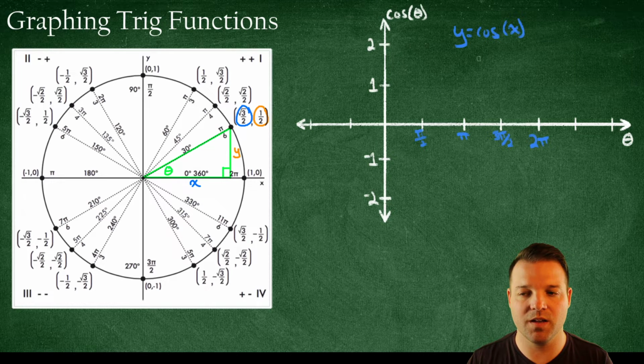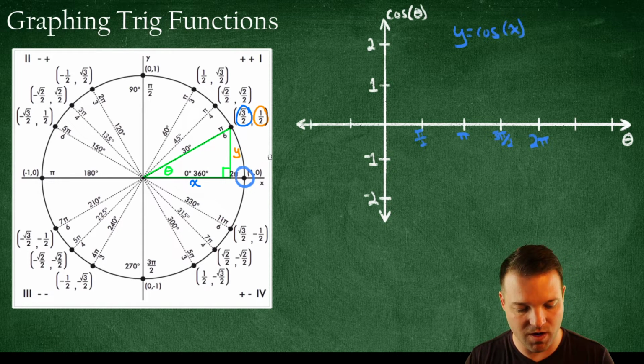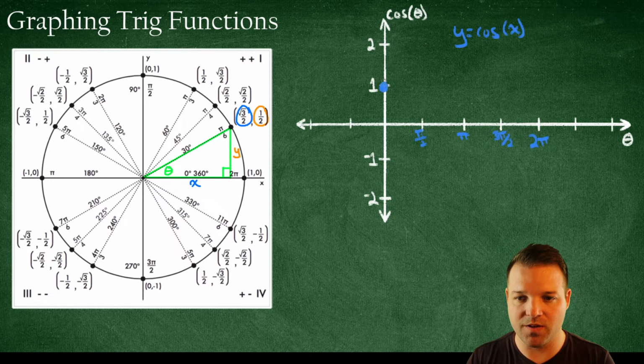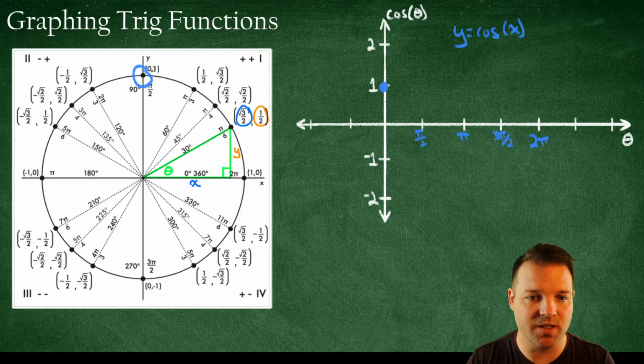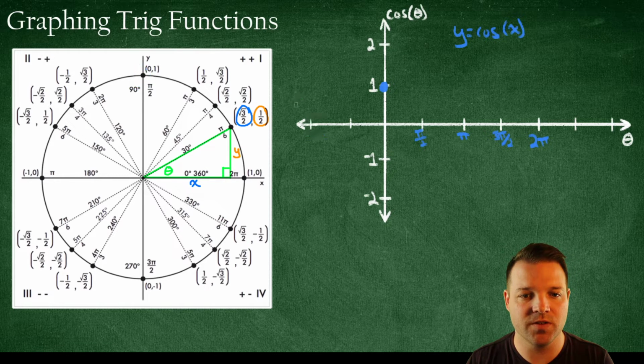So the cosine of the angle is going to be the x value, and we're going to start at 0. So at the angle of 0, what is the x value or the cosine? Well, it's 1, positive 1, and that's why we're starting right here. And let's go up to pi over 2, which is going to be this guy right here, and that x value is going to be 0.